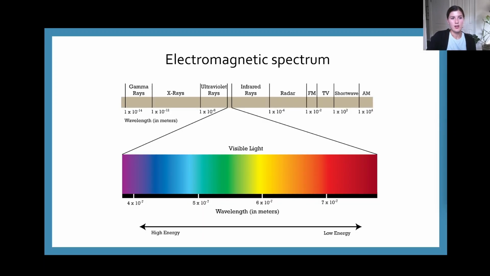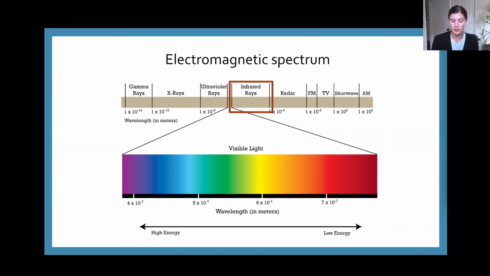So here's a picture of the electromagnetic spectrum. So all the different energies, or wavelengths of energy. Visible light is right in the middle, in between ultraviolet rays and infrared rays. So a little bit lower energy than visible light is infrared rays. And so that's the energy wavelengths that we're talking about when we talk about IR spectroscopy.